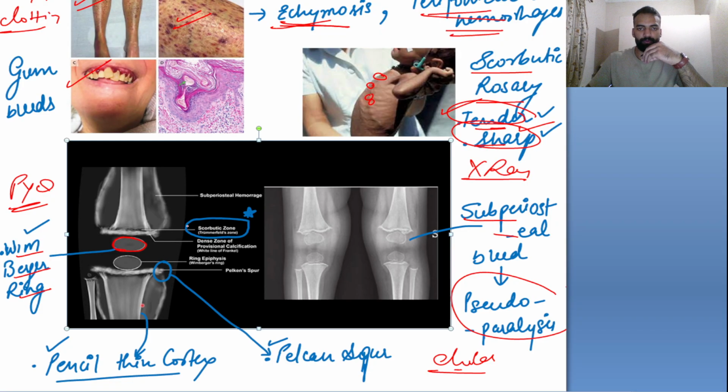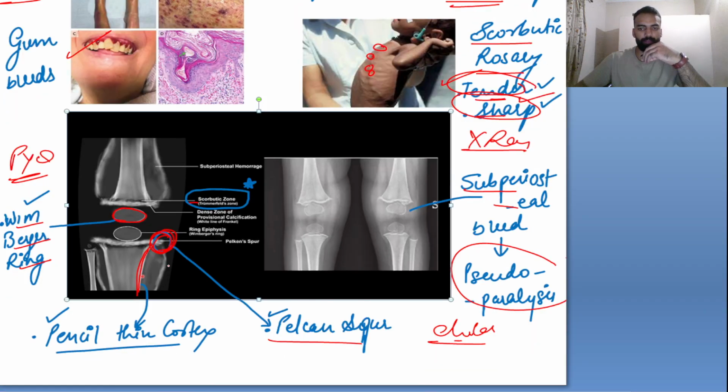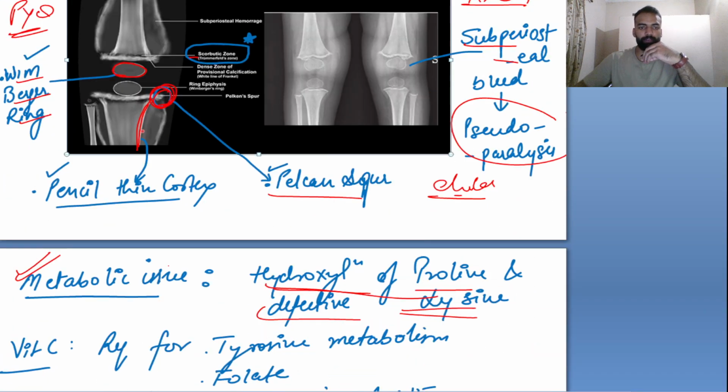Now you can see the scorbutic zone, this black zone, which is also called Trummerfeld zone. And there is a spur at the lateral side, which is called Pelkan spur, and pencil thin cortex. So cortex thinning will be present. It is called pencil thin cortex. So these all are radiological signs.